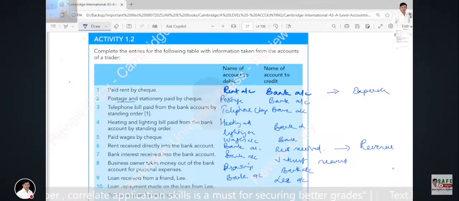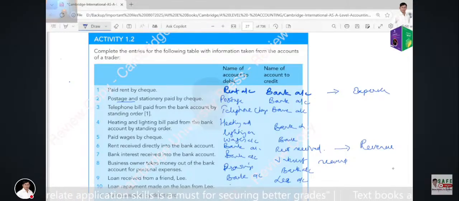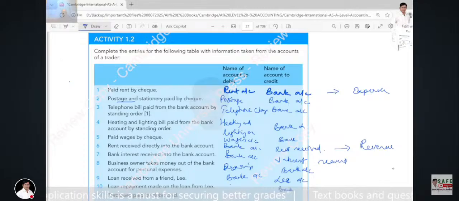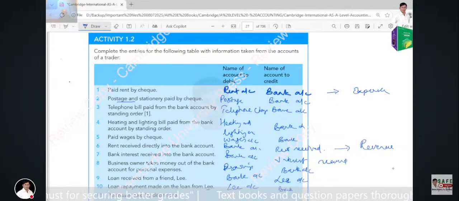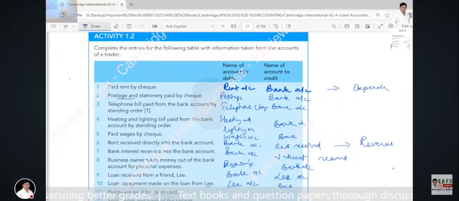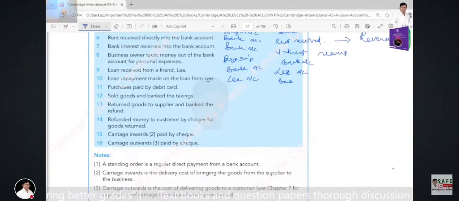Loan repayment made on loan from Lee. So what is happening? Money is going out from bank, and who is receiving? Lee. Lee is receiving. When we pay the loan, Lee will receive. So Lee account will be debited, because debit the account that receives. Be specific, be clear which account will be debited, which account will be paid. You have to be very clear.